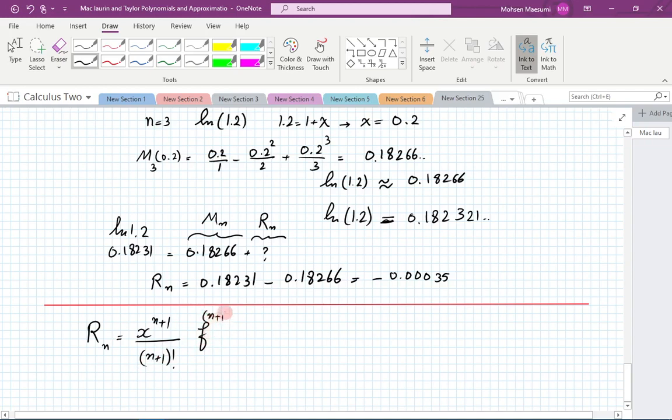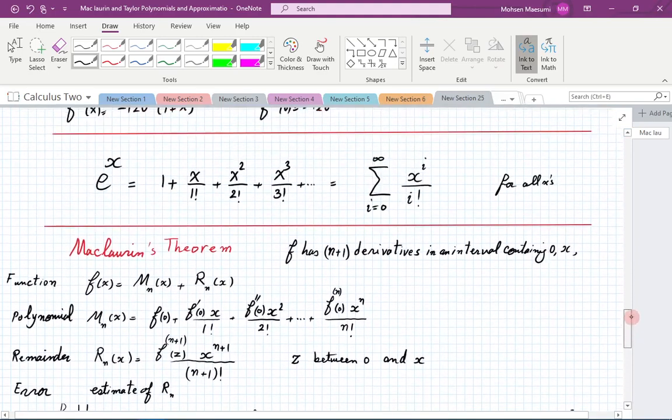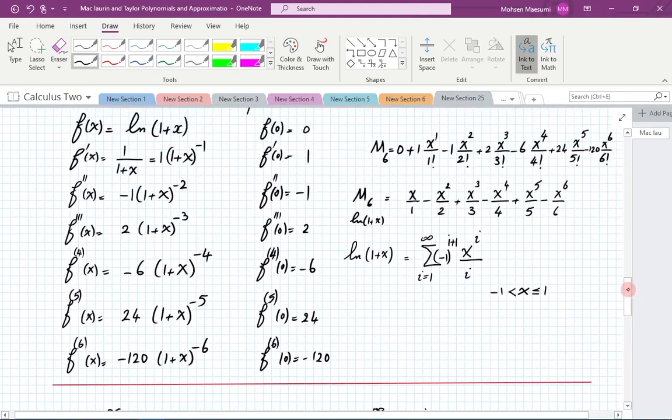The only catch here is this derivative has to be calculated at some point z, and z is between 0 and x, and typically we don't access z directly. We don't know where it is, otherwise we wouldn't have the error. Now, what was the formula for this derivative? In any given problem you have to find out what the derivative is.